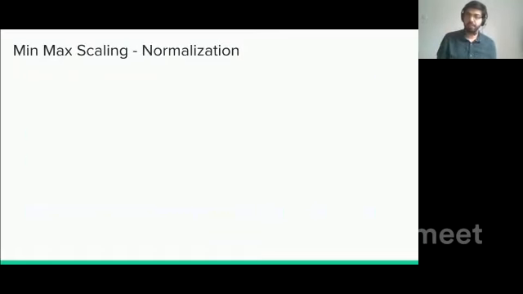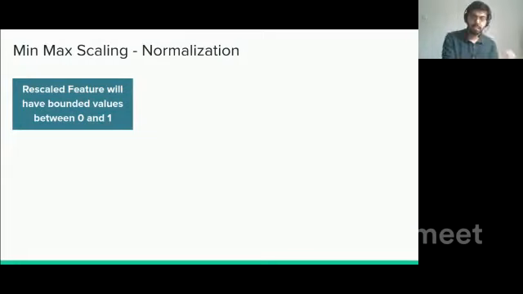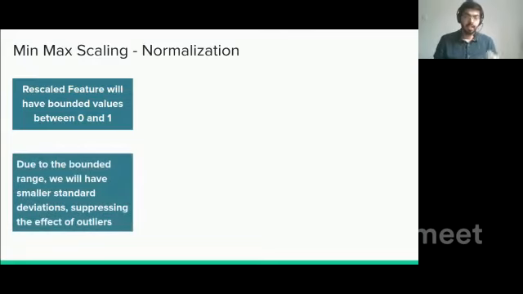So we will look at a few techniques. The first one is called min-max scaling or normalization. In this case you have a numerical column, and this numerical column will be rescaled to have bounded values between 0 and 1. That's why it's called min-max scaling, with a min value of 0 and a max value of 1. And due to the bounded range, we will have smaller standard deviations, suppressing the effect of outliers.